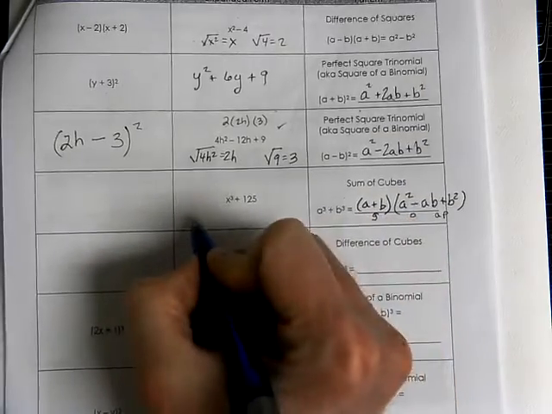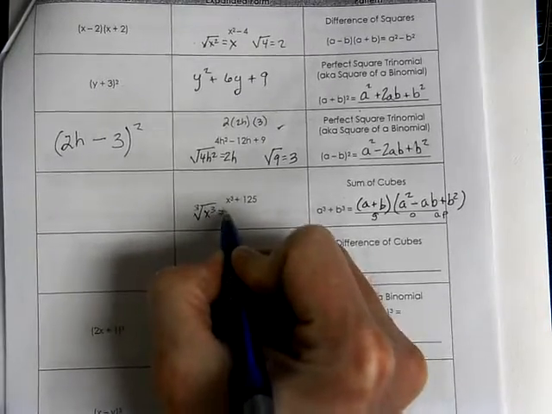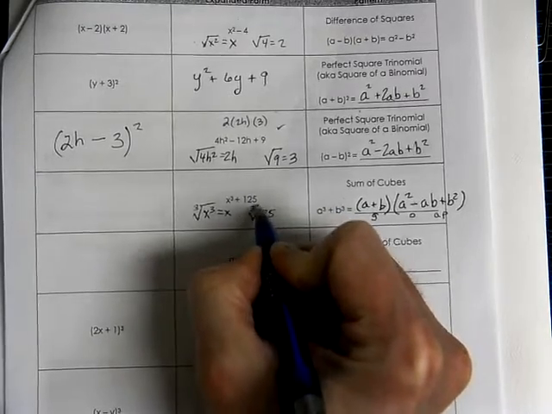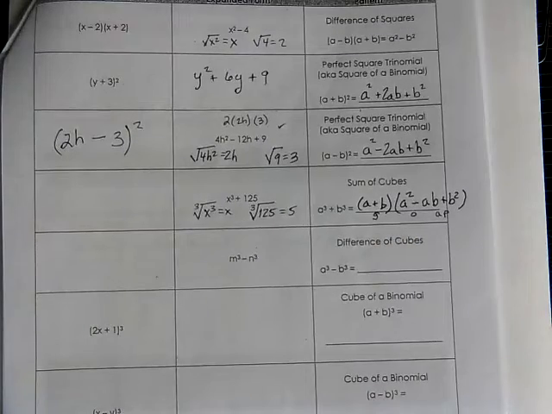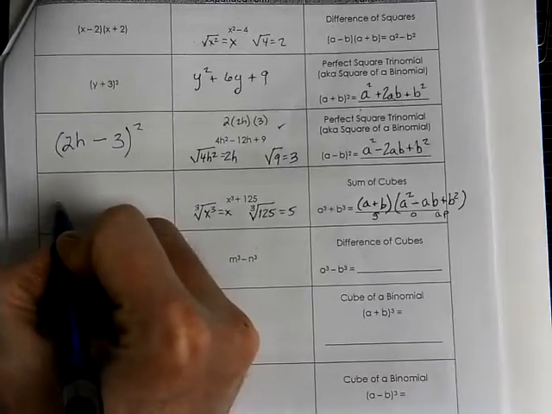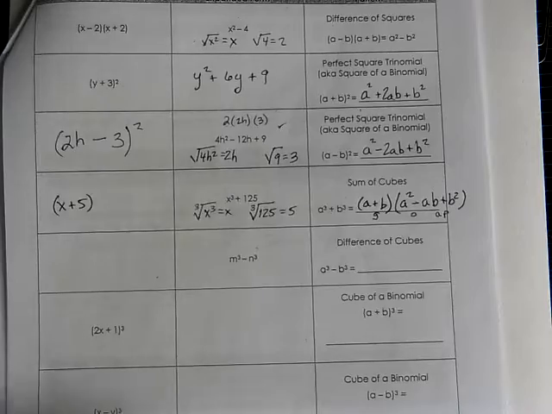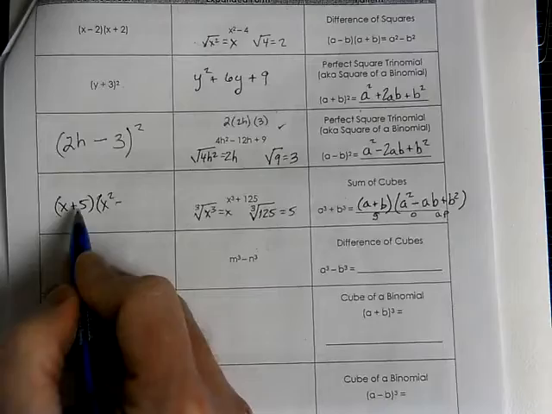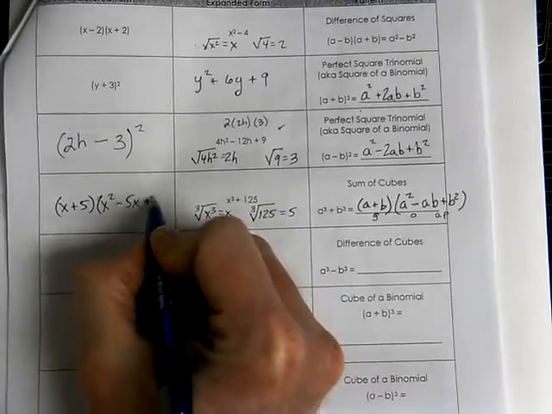So down here, we think about the cubed root of x cubed. We get x. We think about the cubed root of 125, and of course we get 5. So yes, you can take the cube root of both of those. So we can write this as x plus 5, square the first term, change the sign, multiply the two together, and square the last term.